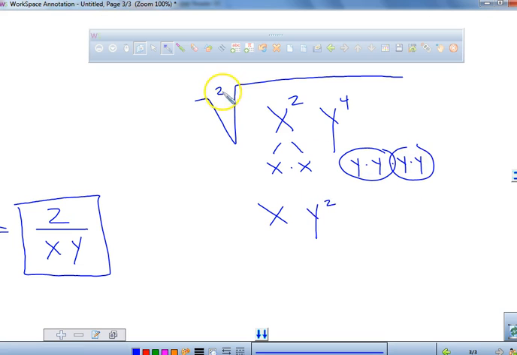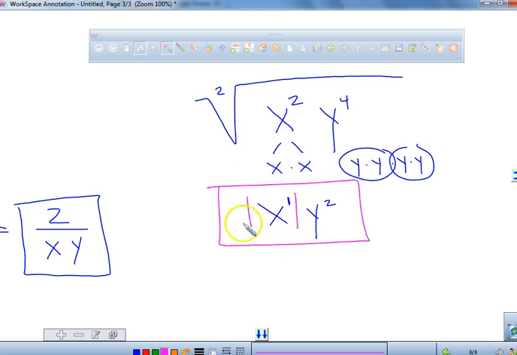But whenever you have an even index, and there's an odd number that comes out for the exponent, in order to make sure that your answer stays positive, you must place absolute value bars around them. Right now, can I plug in any positive or negative number in here and the answer is always going to be positive?